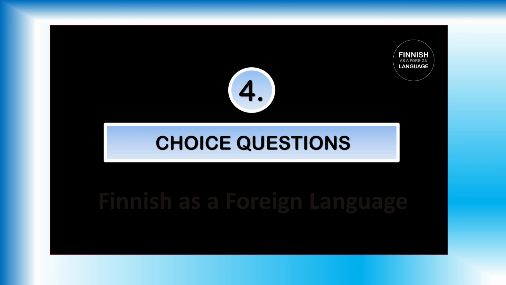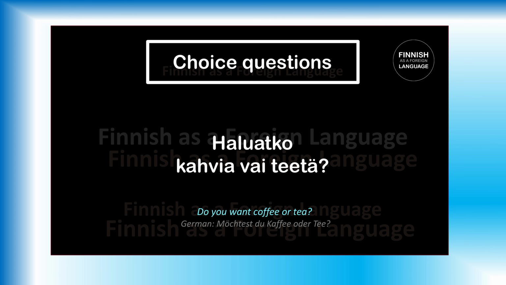Here is our first example, a very simple one. Haluatko kahvia vai teetä? Do you want coffee or tea? Haluatko means do you want, second person singular present tense of the verb haluta, which means to want, plus the question marker ko, which leads to haluatko, meaning do you want. Then we have kahvia vai teetä means coffee or tea. Both are standing in the partitive case because we are offering an indefinite amount of coffee or tea.